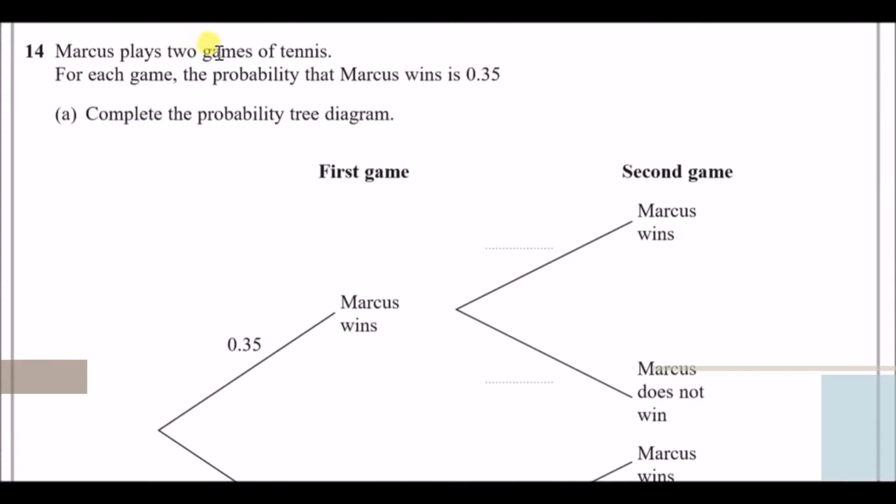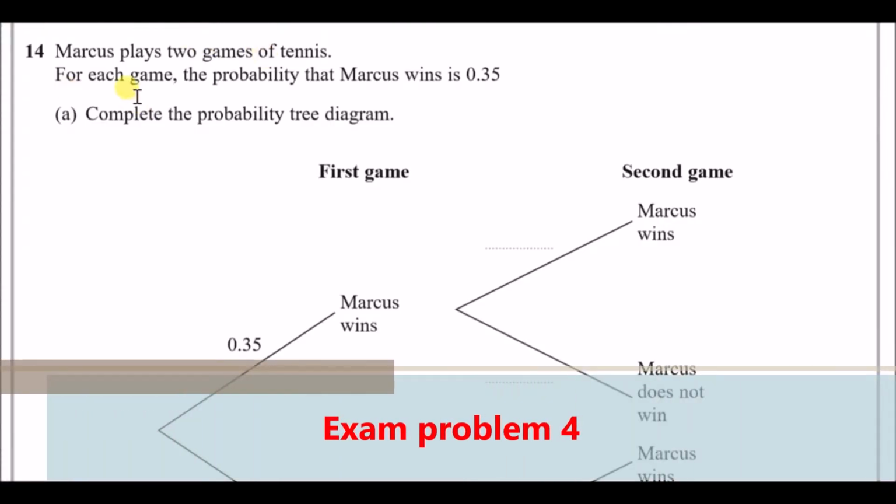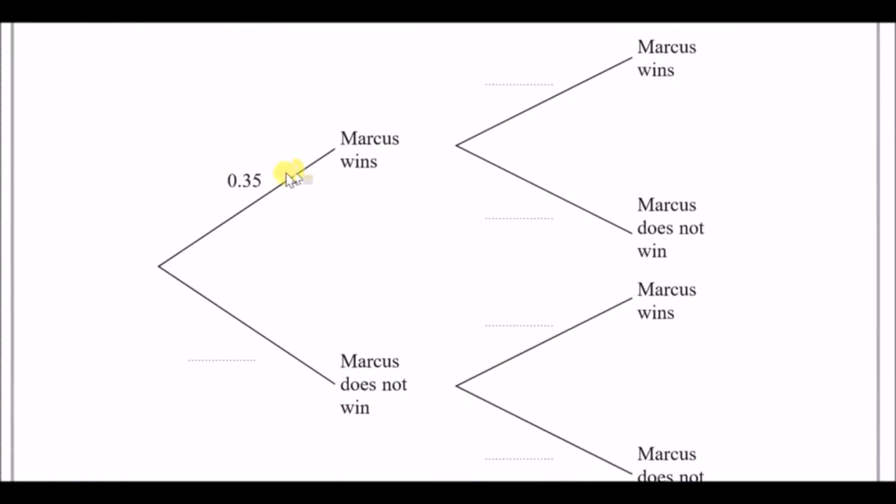So Marcus plays 2 games of tennis. For each game, the probability that he wins is 0.35. Okay, so we know straight off the bat for every single game is 0.35 of winning. So literally write that down here.